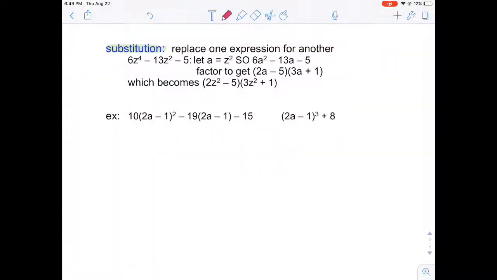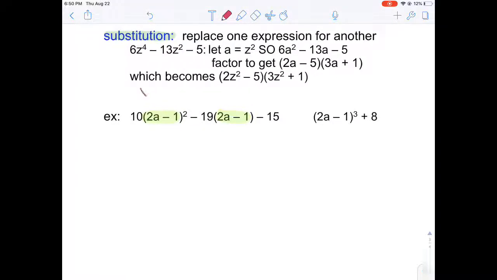So now we're going to look at substitution. Now we're going to use substitution when we have, in the case of this first one, this 2a minus 1 that might be kind of tricky for us to think of as a variable. So what I can do there is I can replace, let's say, x, and I can say x is equal to 2a minus 1. So it's going to help us write something in a little bit easier form for us to factor. So I would have this as 10x squared minus 19x minus 15.